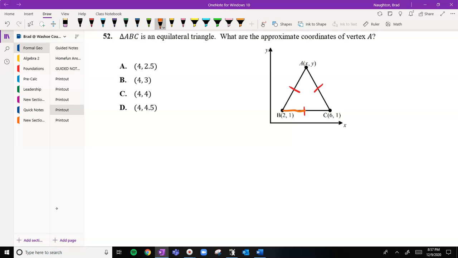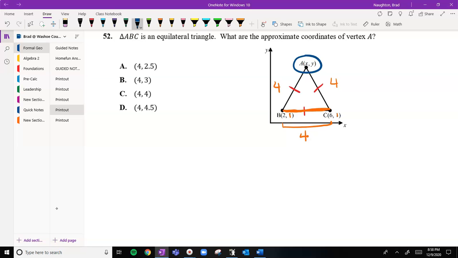Now, this bottom side is going to be the kicker because it's horizontal, so I can actually count. So notice that it's both 1 high, but it goes from 2 to 6. So that means each one of these sides are going to be 4 units. Alrighty. So, ladies and gentlemen, this point has got to be directly in the middle of our equilateral triangle.